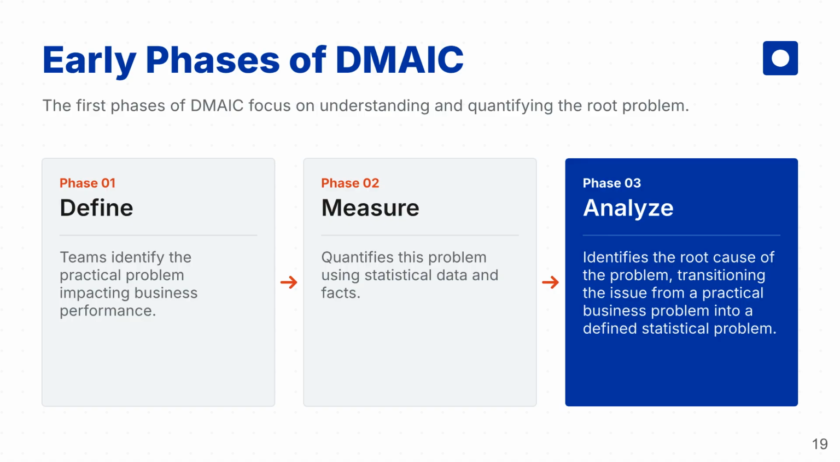The second phase is measure. Once the problem is defined, the next step is to collect accurate data about the current process. Teams measure key performance indicators such as processing time, error rates, customer complaints, or operational costs. This creates a baseline that shows how the process is performing before any improvements are made. Without reliable measurements, it is impossible to determine whether future changes actually improve the process.